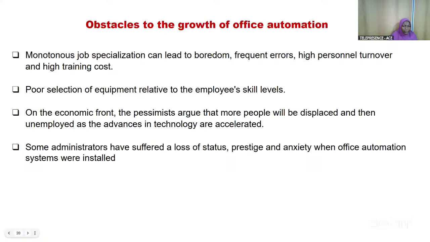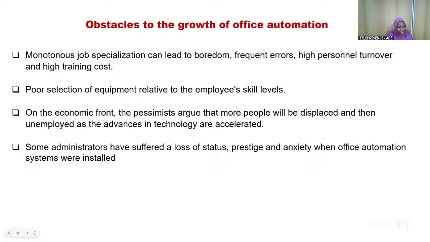Also, poor selection of equipment relative to employee skill levels. This is another obstacle in office automation. It will interest you that if the company decides to invest a huge amount of money on a particular equipment, and let's say a company has about 100 staff, and out of these, only 2 people can actually manage the equipment that is being bought. What do you think will happen?